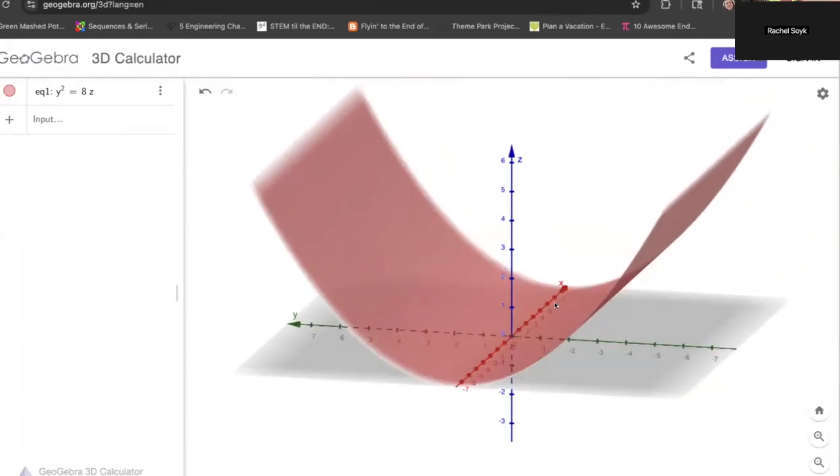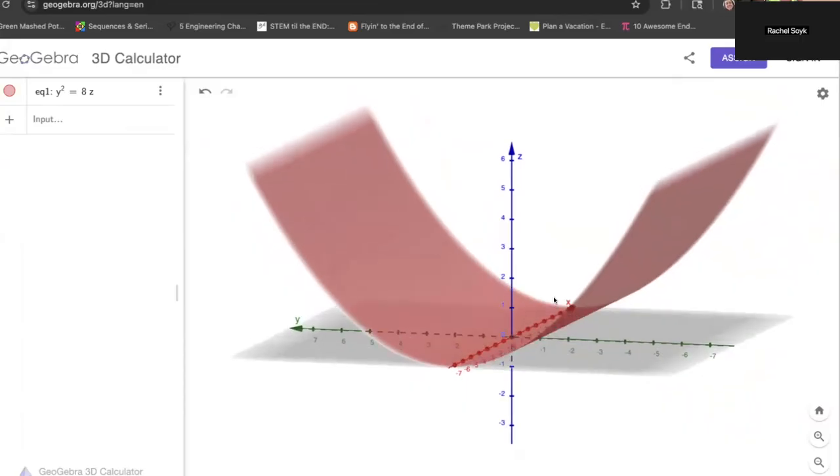Yeah. So it really legit looks like just a sheet of paper that is bent upwards in a parabola form.